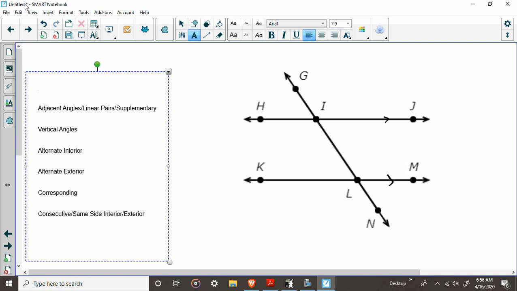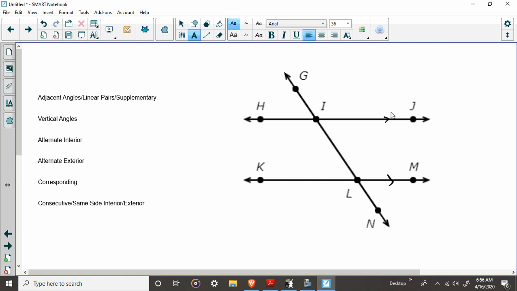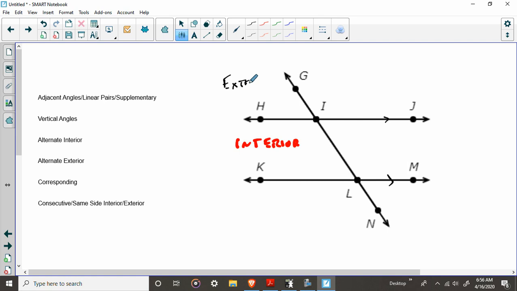Okay. Alternate interior angles. Much more important when the lines are parallel. Now, first thing we need to talk about. This is the interior. Right, it's in between the two lines. And your exterior is out here. So interior is in the middle here, exterior is going to be on the outside, okay?